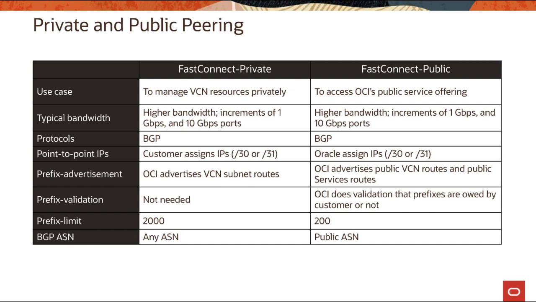There is a 2000 prefix limit on FastConnect private, and on public it's a 200 limit. In both cases it's a soft limit, so you can increase your resources by going through a request. The BGP ASN, the autonomous system number, is any ASN within private, but in case of public you have to provide your public ASN number.